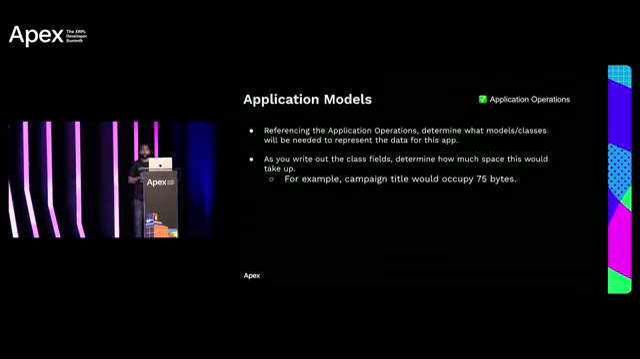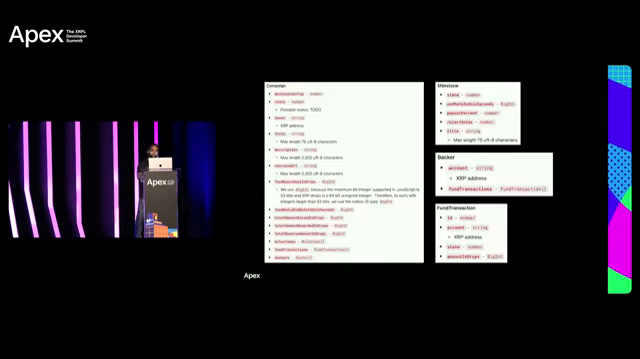And then we need to create the models. These models will determine what data is needed to represent this app. And as you write out the class fields, you want to keep in mind how much space this would take up. So for example, campaign title would occupy 75 bytes. And here's an example of the models that I just wrote out, where I'm using JavaScript to define the data types. And I also wrote out how many bytes or UTF-8 characters each one would take up as I was writing this out.